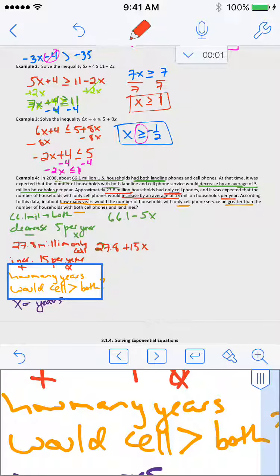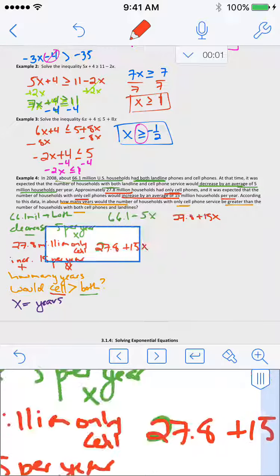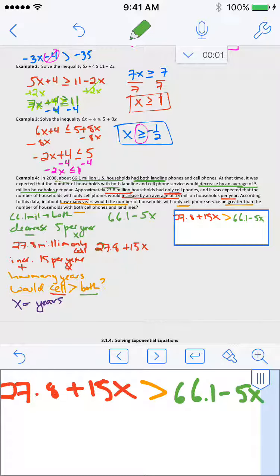Cell was red, so the 27.8 plus 15x, right? That's the expression for only cell. And we want greater than our both, which was in green, 66.1 minus 5x. And we have our inequality. We have successfully translated. Notice that when we underline and we define things, it gets so much easier to do that, right? So much easier to go from a huge paragraph of information into a nice little equation. That's the whole point of this, to be able to take huge, ugly things and make them into math so we can actually solve it. We can answer the question. So let's go ahead and do that part now.